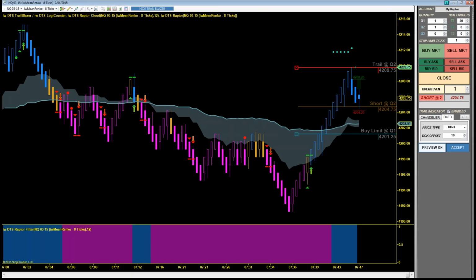But you can see some very powerful features here. We also have the buy market, sell market buttons. These are great if the market's moving a little bit fast and you just want to get in.